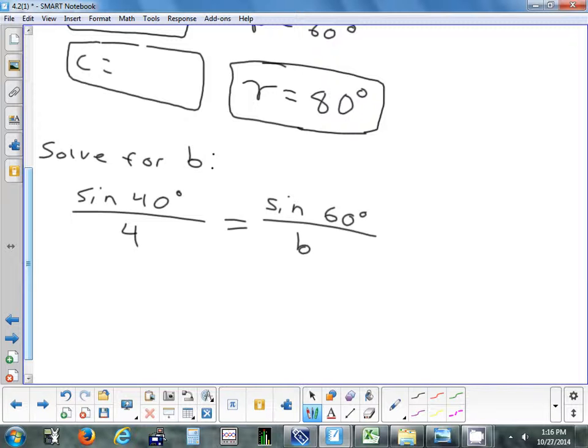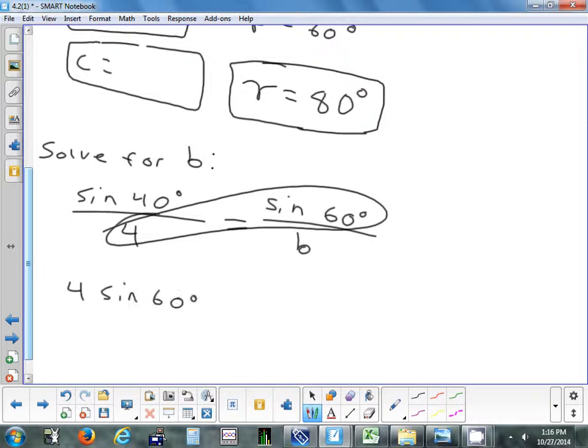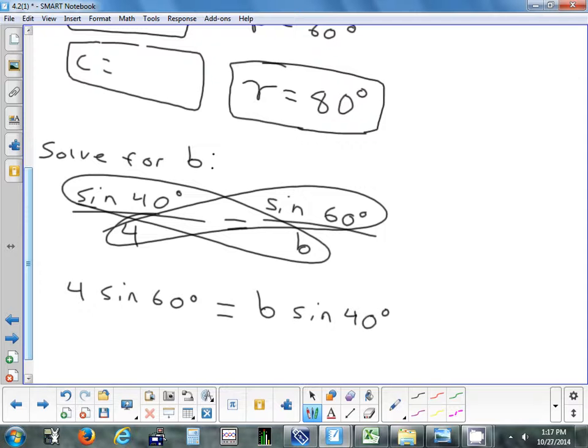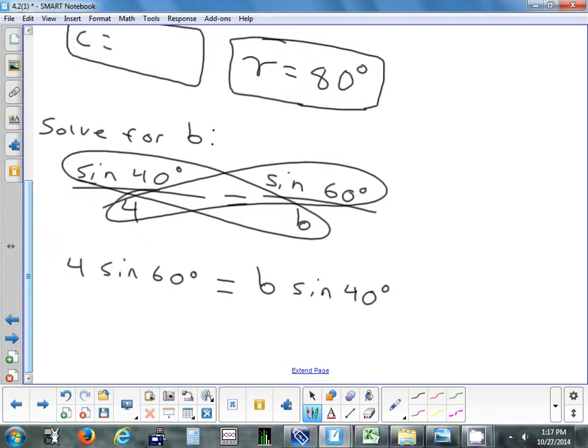And how do you solve a proportion? You cross multiply. 4 times the sine of 60, which I'm not even going to work out right now. And what's going to be the other product? B times the sine of 40. And how do we get B by itself? Yep, how do you get sine 40 on the other side? Yep, divide by the sine of 40.